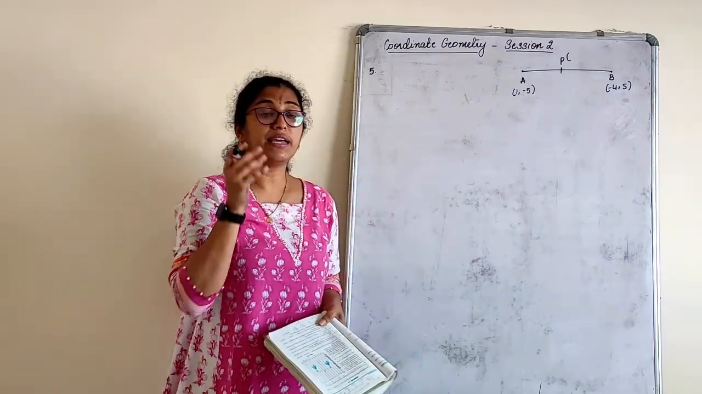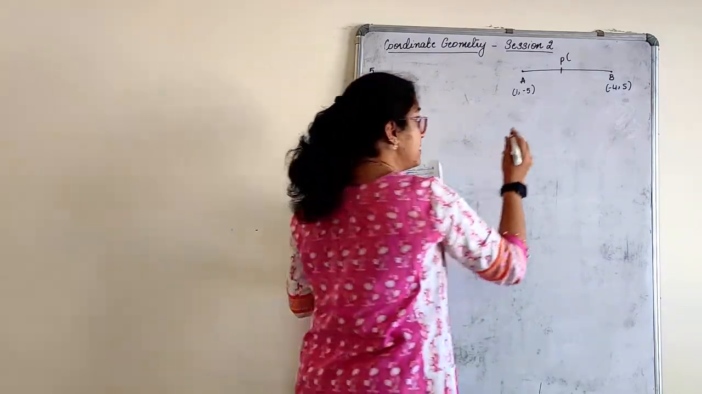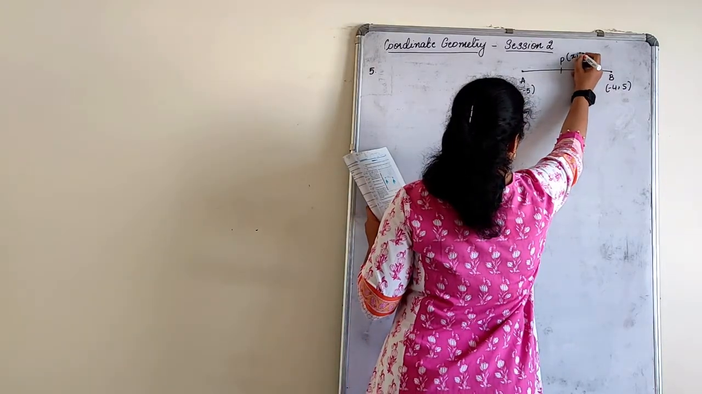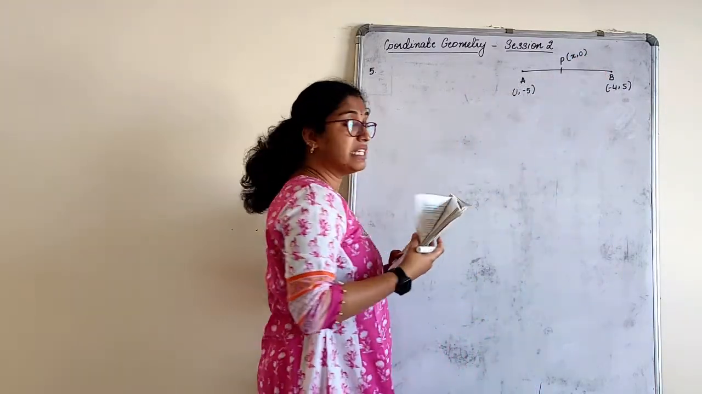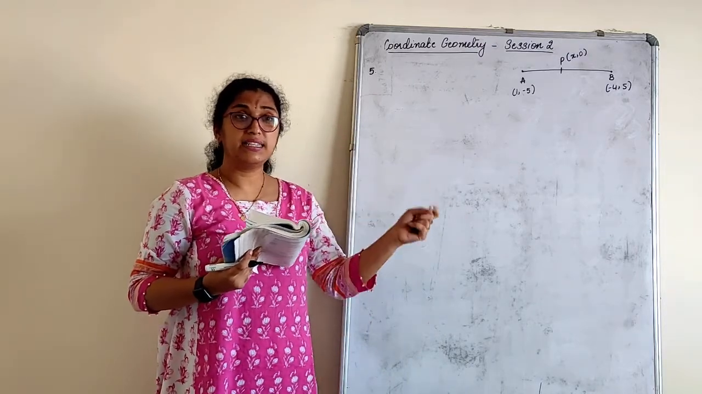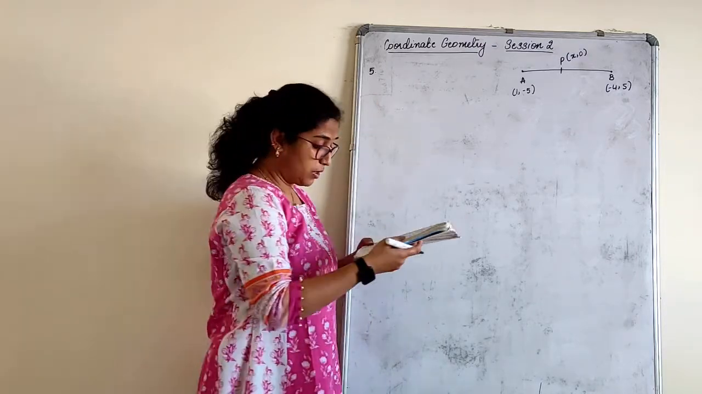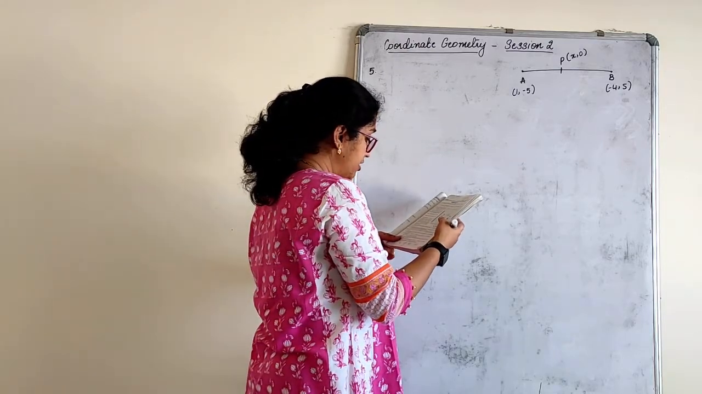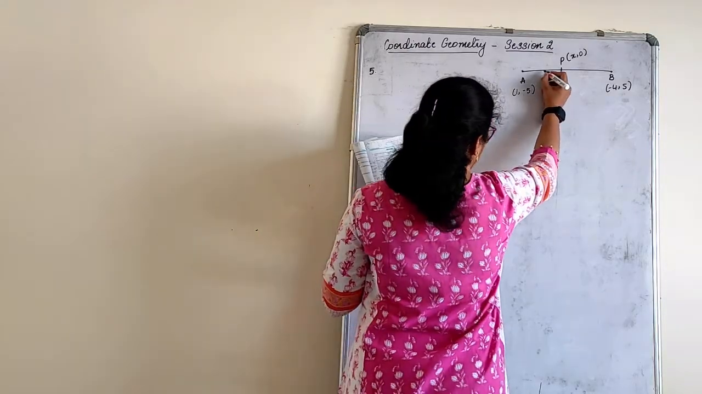On the x-axis, how do we write the coordinates? We write that as (x, 0). That means the x value exists, the y coordinate is 0. Abscissa exists, ordinate is 0. Okay, I'll take the question. Find the ratio. We have to find the ratio, children.